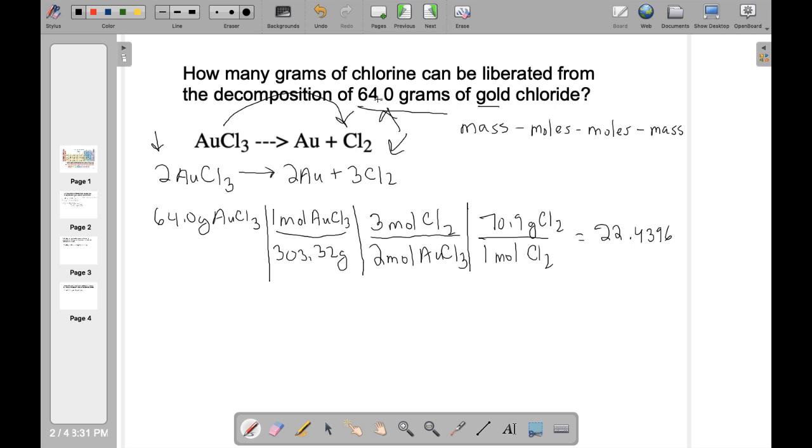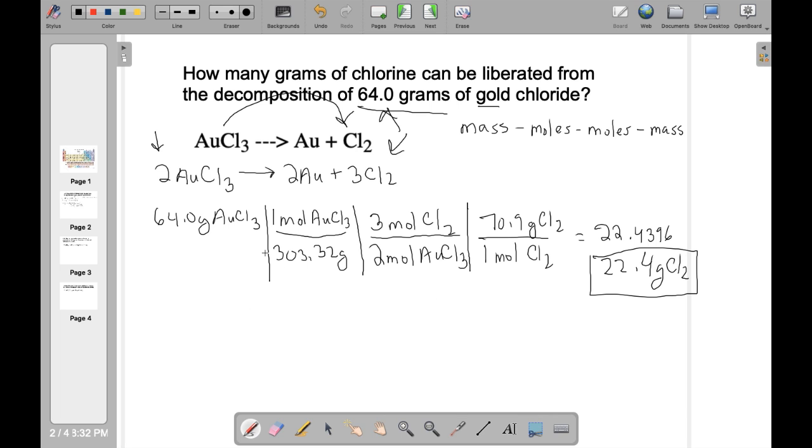And I could go back and look at significant figures. They gave me 3 significant figures, 6, 4, 0. These are all significant. So I could round this to 22.4 grams of chlorine. And that is my answer. So if I am given 64 grams of gold chloride, I will produce 22.4 grams of chlorine gas.